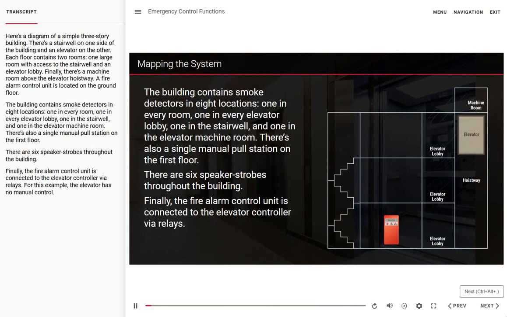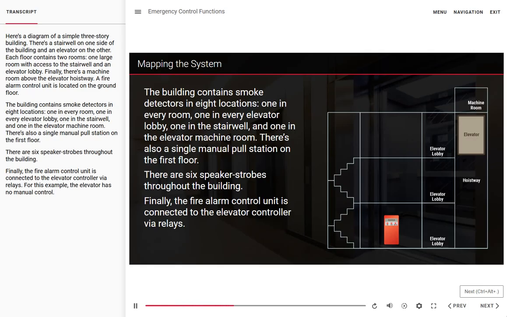Here's a diagram of a simple 3-story building. There's a stairwell on one side of the building and an elevator on the other. Each floor contains 2 rooms, one large room with access to the stairwell and an elevator lobby. Finally, there's a machine room above the elevator hoistway.